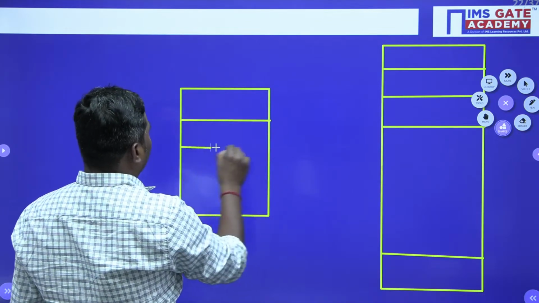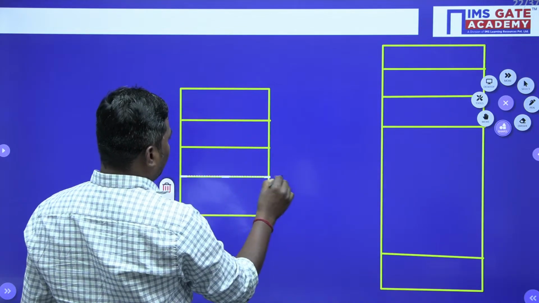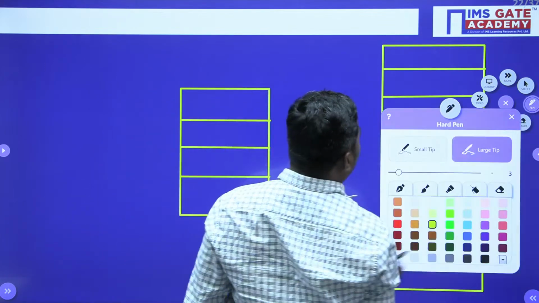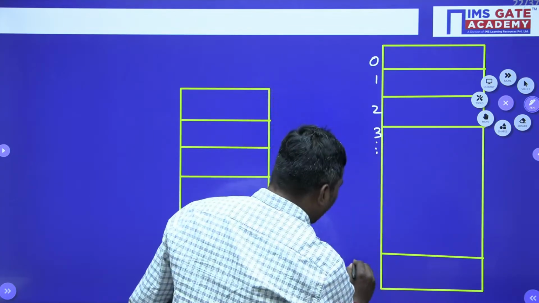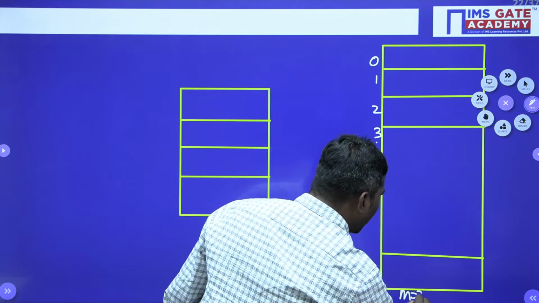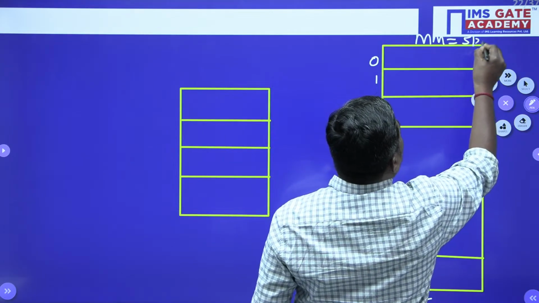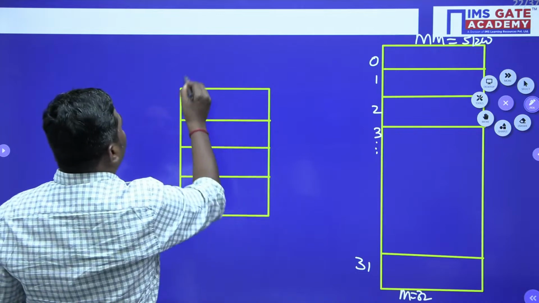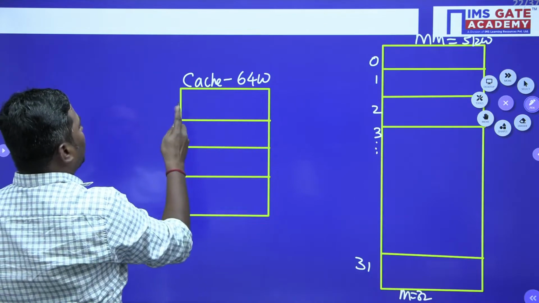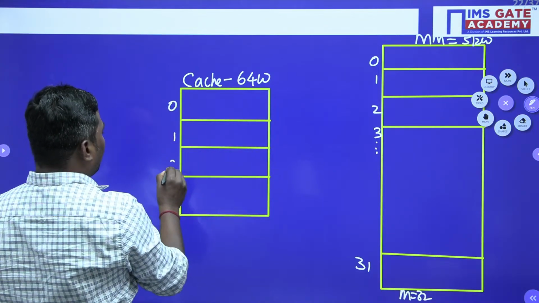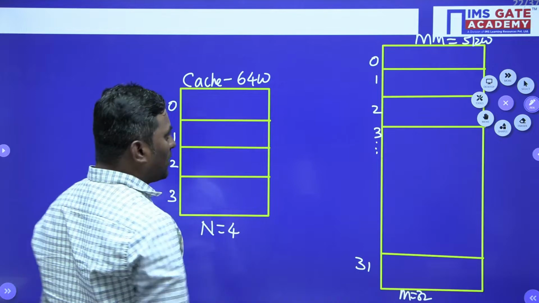See block number 0, block number 1, block number 2, block number 3, like this. Total M equals 32 blocks, right? This is the main memory. Size how much? 512 words. This is the cache memory. What is the cache memory size? 64 words. So this is block number 0, block number 1, block number 2, block number 3. Total how many blocks are there? 4 are there.